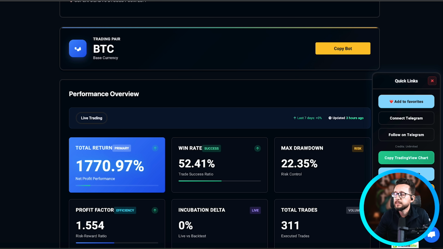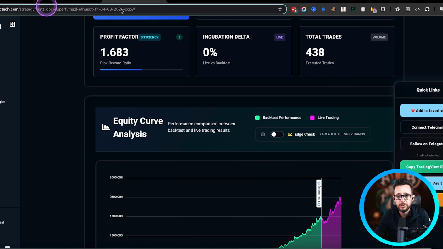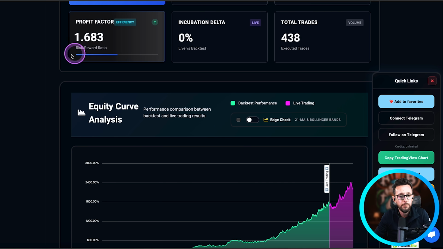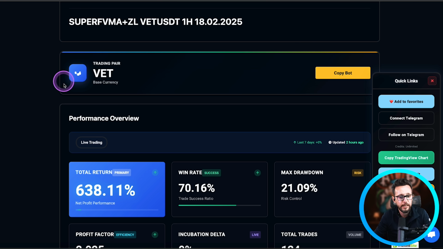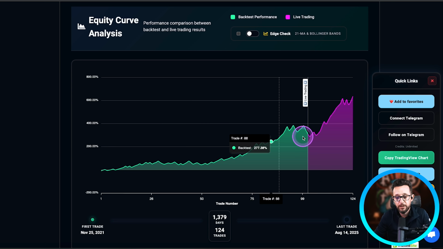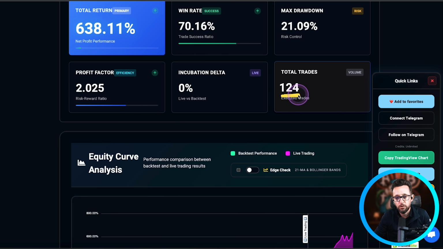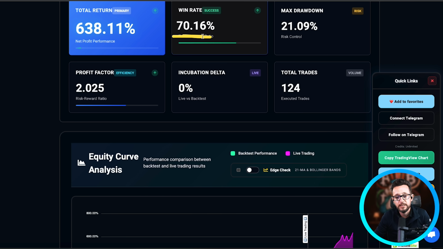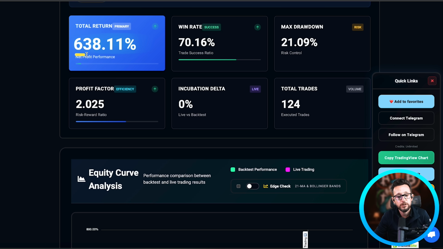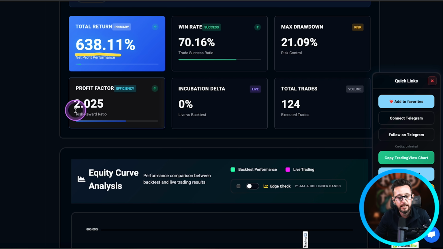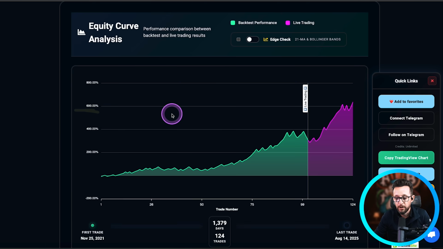Now, I've also backtested and live tested on multiple coins. Let's go over to multiple coins. These settings were sent to us by the wonderful members of the DaviddTech community. So we do have a setup on VET-USDT. Not really that many trades, only 124 closed trades, but it did have a 70% win rate. Return was 638% and a profit factor of 2. As you can see, the equity curve in backtesting looked great, but the live trading looked even better.